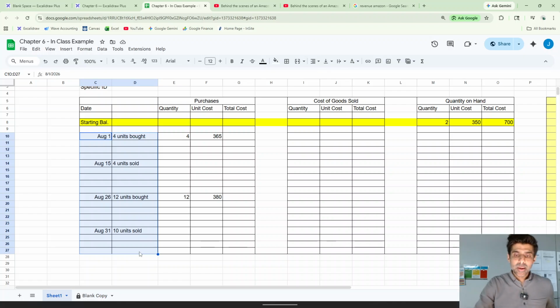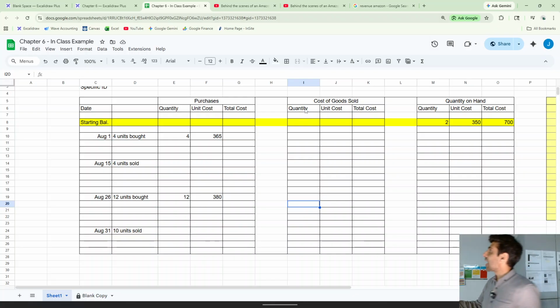Okay, the other thing to keep in mind is the revenue side, because you can see here we're doing sales and purchase transactions. The revenue side is separate from this. The revenue is dependent on what we're selling to our customers for, so that is independent of this calculation. This is just how we're calculating cost of goods sold.